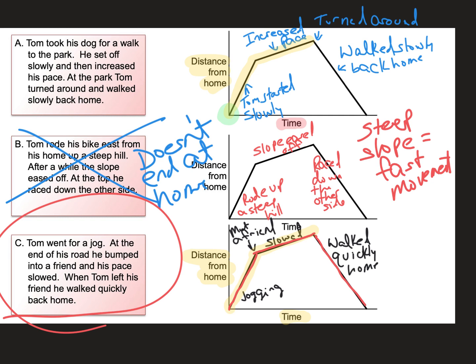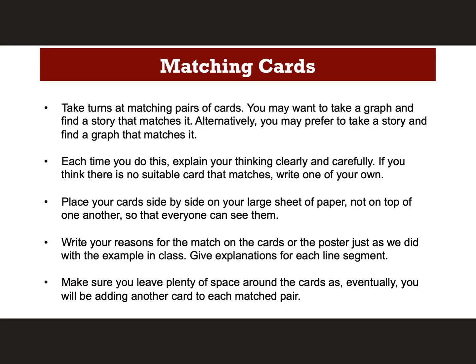Okay, so you're going to match stories to the graphs that you have in your groups. You're going to work in your table groups and take turns matching the pairs of the cards. You may want to take a graph and then find a story that matches it, or you can find a story and then find a graph that matches it. Either way is fine, but you're going to take turns. Each time you do this, you're going to explain your thinking clearly and carefully. If you think there's no suitable card that matches, you can write one of your own. You will have to write at least one of your own stories.